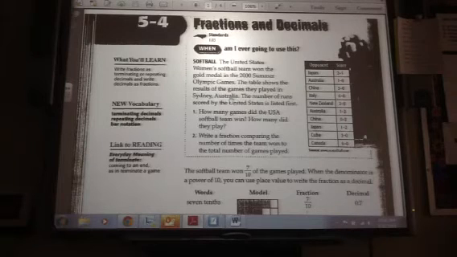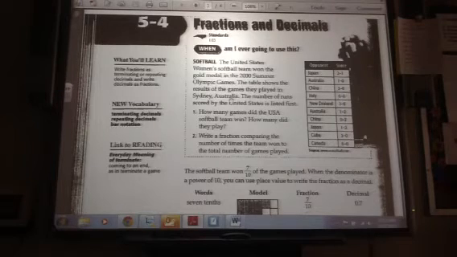So this is about softball. The United States women's softball team won the gold medal in the 2000 Summer Olympic Games. The table shows the results of the games they played in Sydney, Australia. The number of runs scored by the United States is listed first. And I would just say as an aside, this is how old this textbook is, because softball isn't even an Olympic sport anymore. But anyway, how many games did the USA softball team win, and how many did they play?